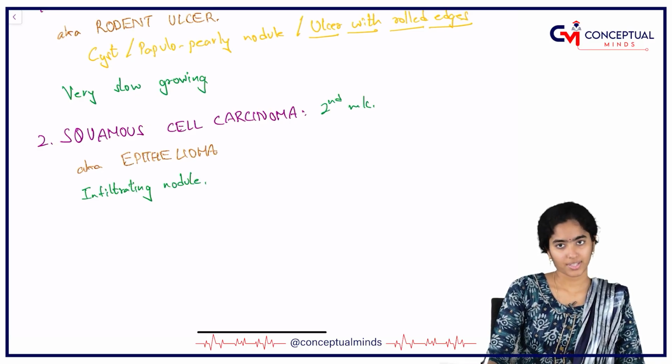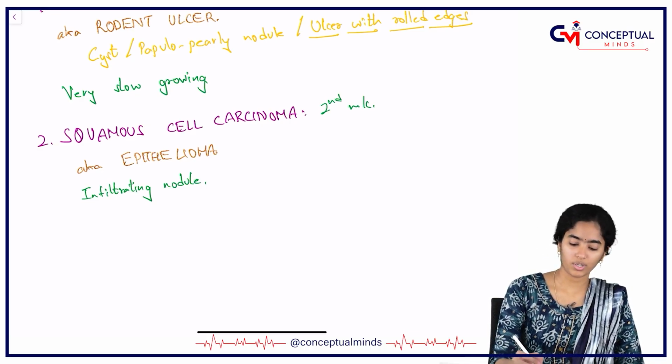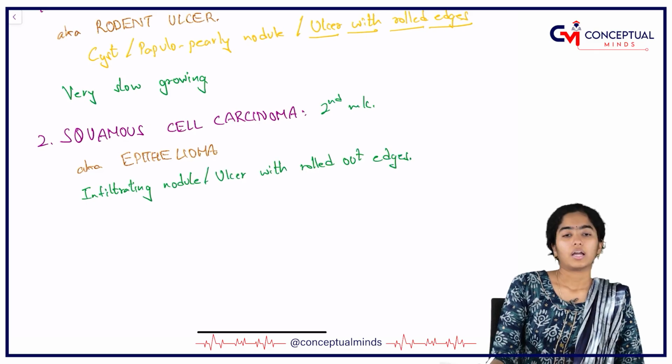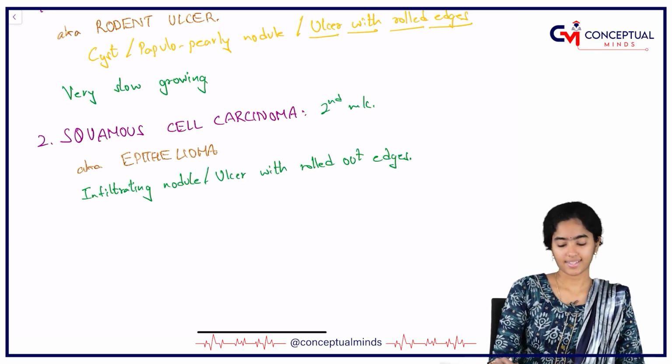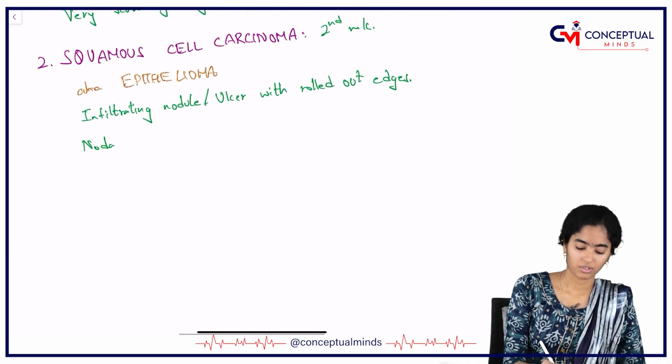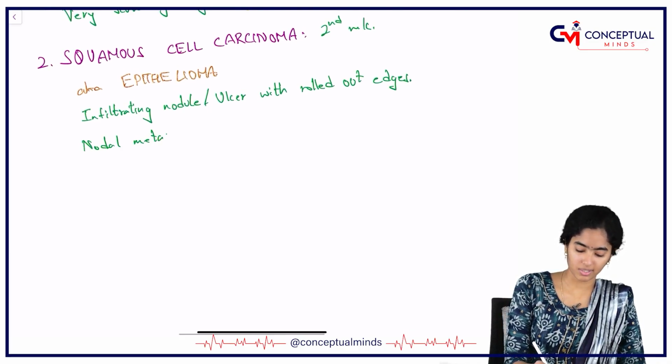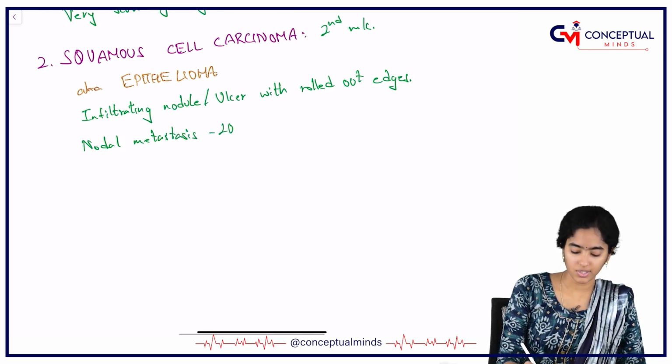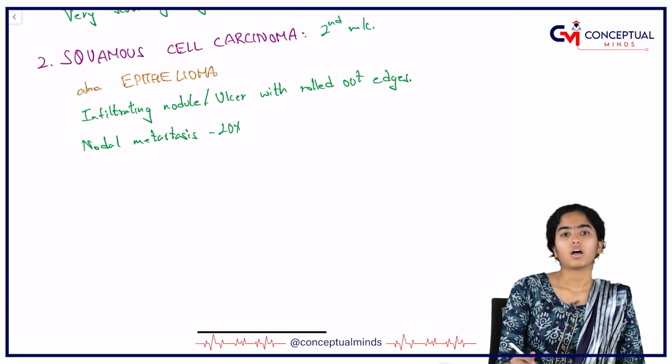Or the presentation is an ulcer with rolled out edges. Here nodal metastasis is seen. Metastasis occurs, not very common, but it does occur. In basal cell carcinoma, it's almost nil. Here there is a 20% chance.